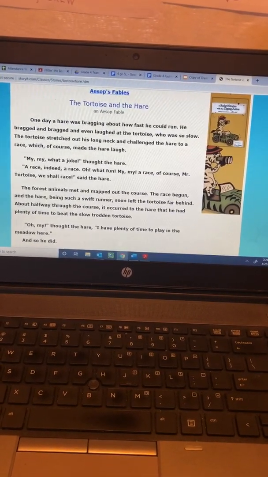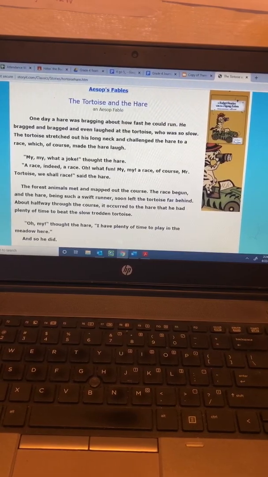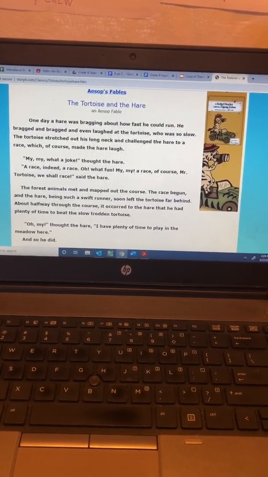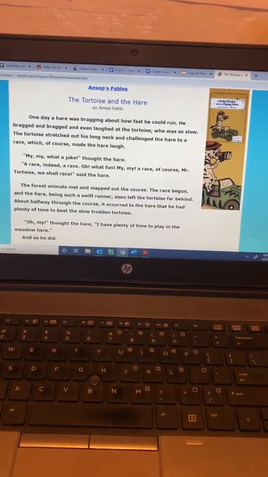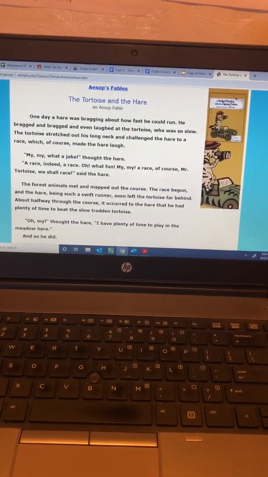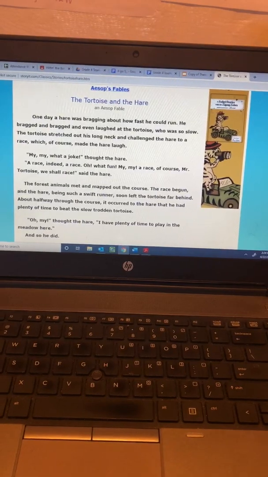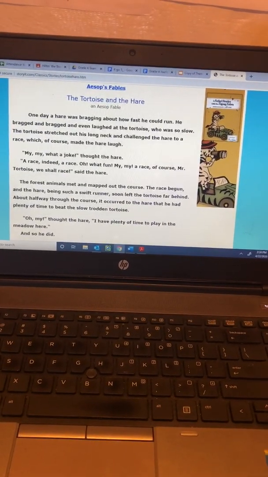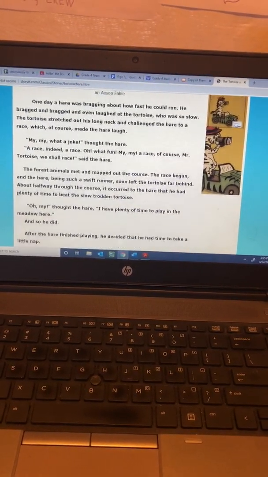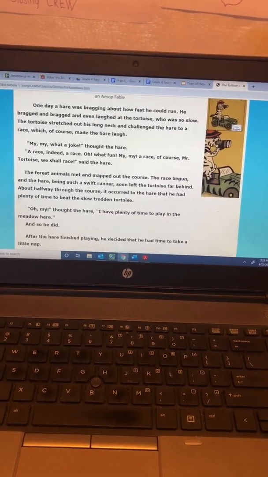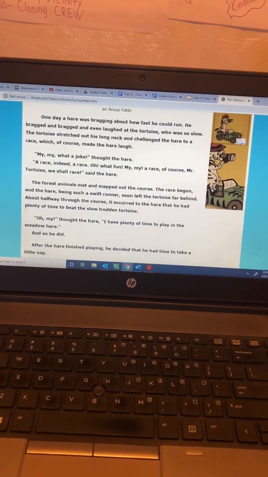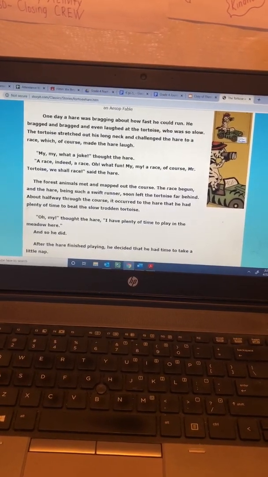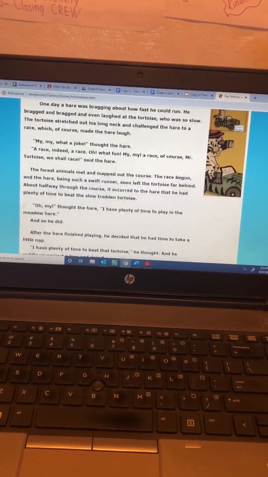The Tortoise and the Hare. One day a hare was bragging about how fast he could run. He bragged and even laughed at the tortoise, who was so slow. The tortoise stretched out his long neck and challenged the hare to a race, which, of course, made the hare laugh. My, what a joke, thought the hare. A race indeed, a race? Oh, what fun. My, a race of course, Mr. Tortoise. We shall race, said the hare.